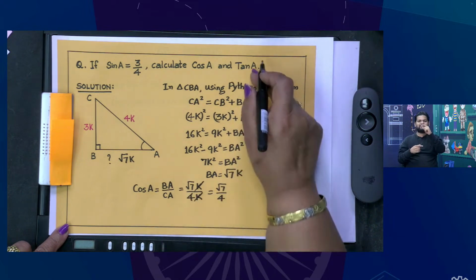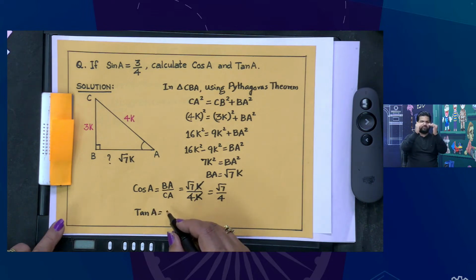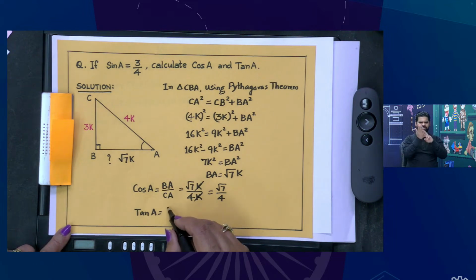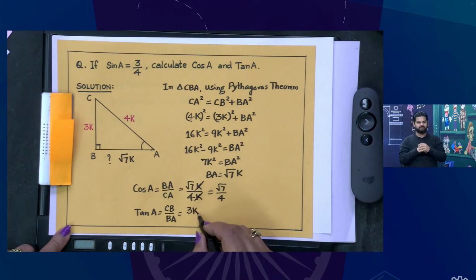ठीक है, एक और वैल्यू पूछी है हमें, कौन सी पूछी है? tan A. tan A क्या होता है? It is perpendicular upon base. Yes. So through proper brushing children, so CB upon BA is equal to, CB कितना था? 3k और बेस कितना था?